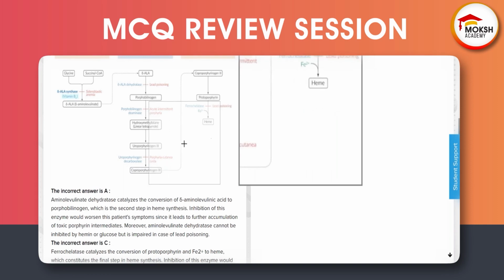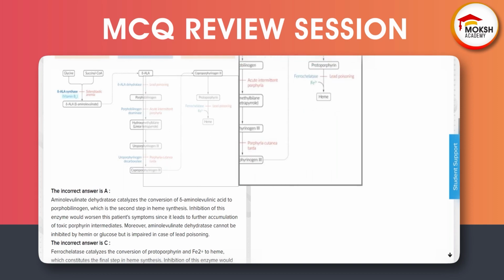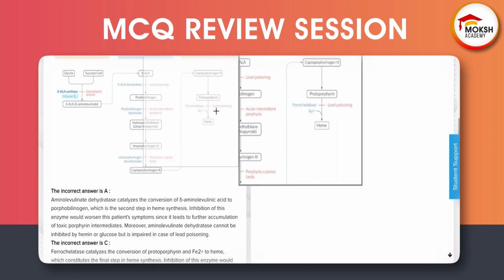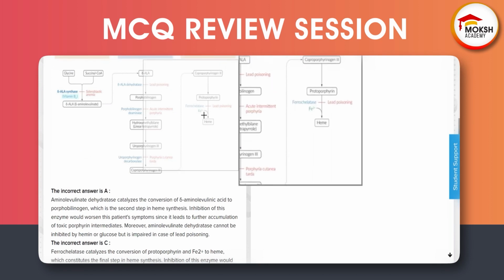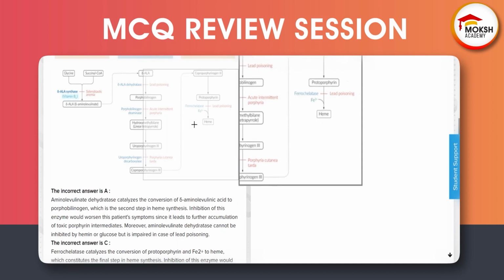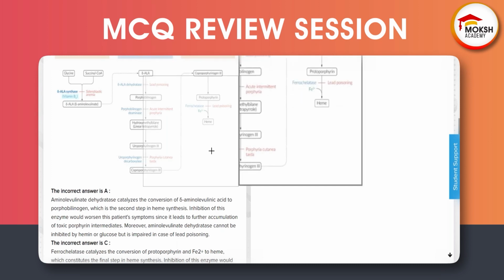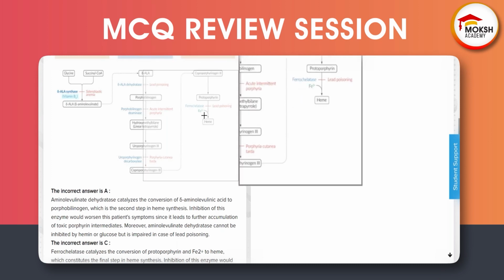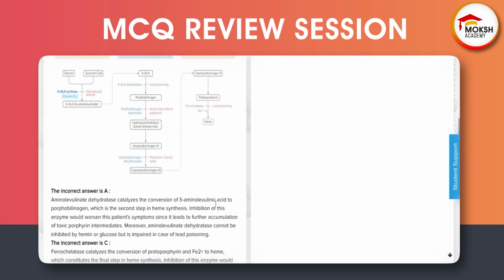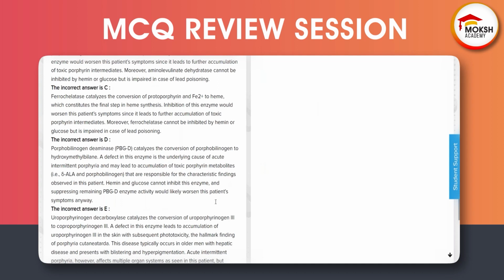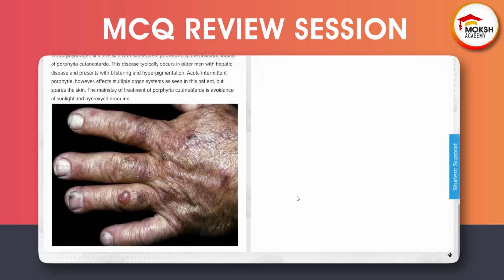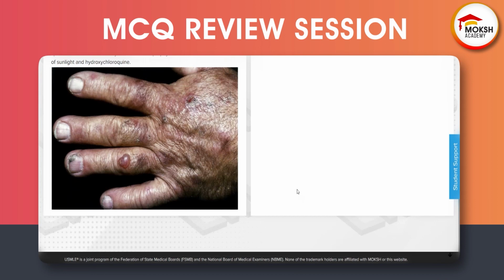Ferrochelatase helps in the incorporation of iron. In lead poisoning, ferrochelatase is inhibited, due to which iron accumulates outside of the mitochondria, and it looks like basophilic stippling. In the bone marrow you will see sideroblasts, but in the peripheral smear you will see basophilic stippling. The sideroblasts in the bone marrow are due to the accumulation of iron around the mitochondria, and they form a ring that is called a sideroblast.